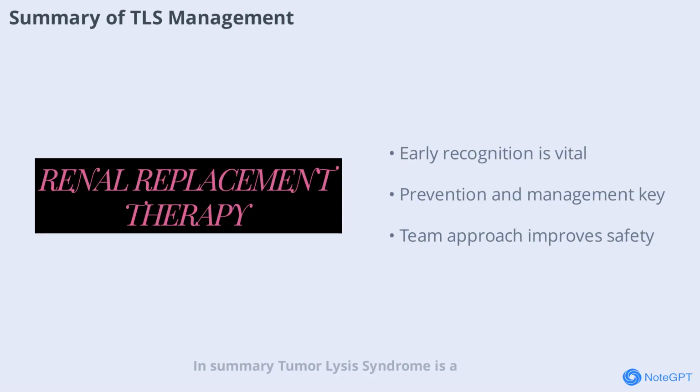In summary, tumor lysis syndrome is a potentially life-threatening complication of cancer therapy. Early recognition, prevention, and aggressive management are essential to protect patients from metabolic and organ complications. With a team approach and vigilant monitoring, most patients can be safely treated and continue their cancer therapy.